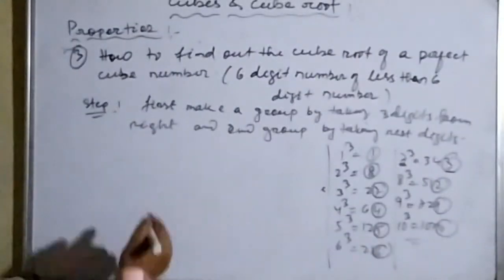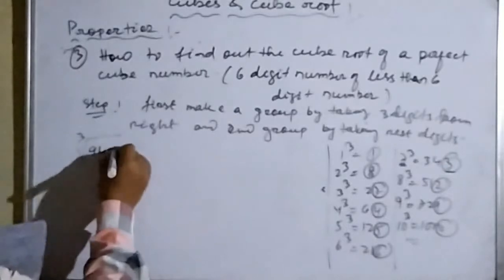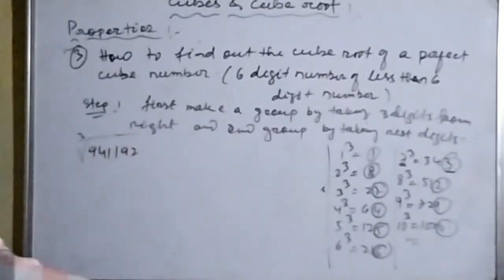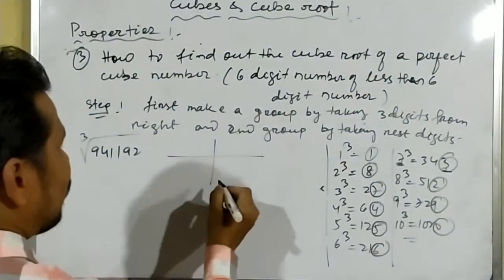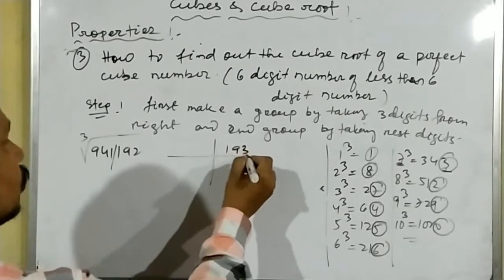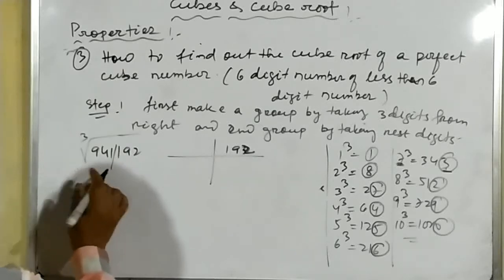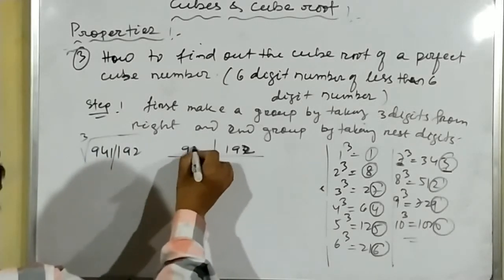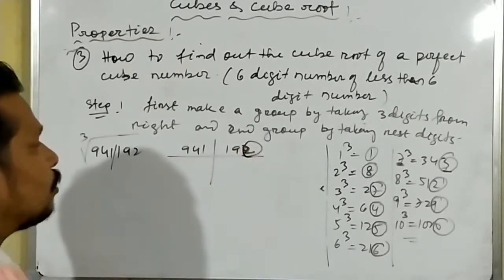You are not clear yet? Suppose we take another example, and in another example you will be clear. Suppose the number is 941192, and you have to find its cube root. First of all we have to make two groups. In the first group you put 192, the 3 digits from the right. In the second group, the rest of the digits, 941.